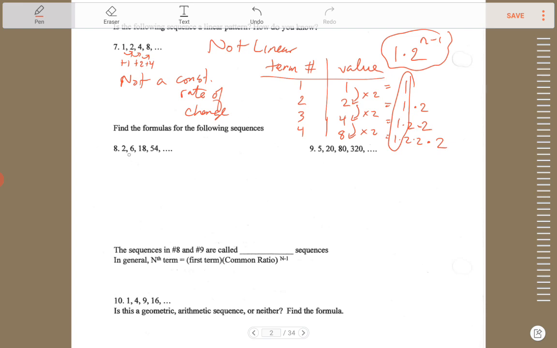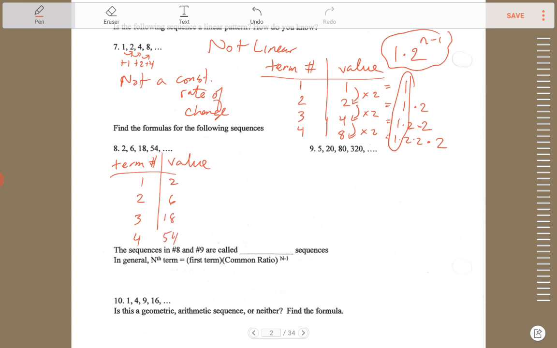Just like we did before, this definitely does not look linear. We're not adding 4 every time. So just like before, I'm going to go ahead and create a table with term number and value. I have 4 terms, so 1, 2, 3, 4. And my values are 2, 6, 18, and 54.